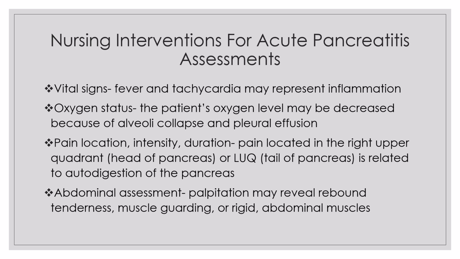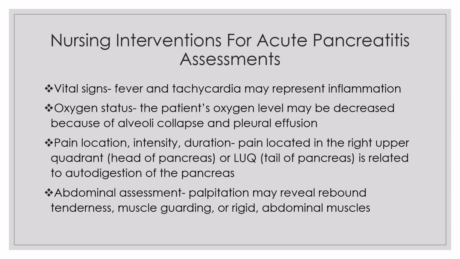So some nursing interventions for acute pancreatitis. We are going to assess vital signs. Fever and tachycardia may represent inflammation. We're going to monitor the oxygen status. The patient's oxygen level may be decreased because of alveoli collapse and pleural effusion. Pain, the location, intensity, and duration. Pain located in the right upper quadrant, that is the head of the pancreas, or left upper quadrant, that is the tail of the pancreas, is related to the autodigestion of the pancreas.